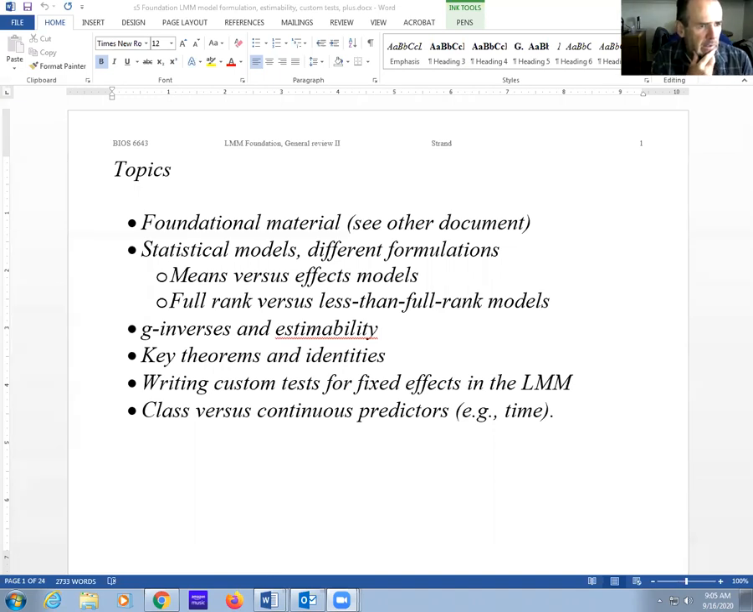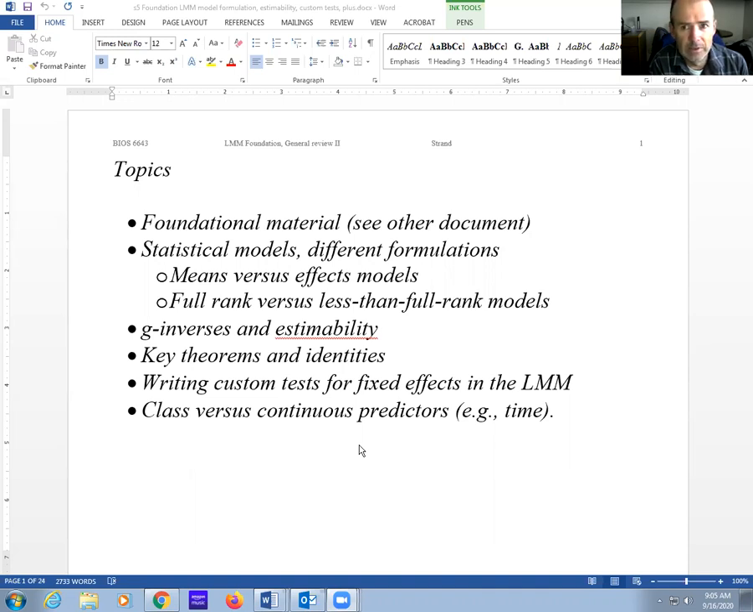So foundational material, see other document. Actually, I'm going to jump that. Maybe at the end, I'll see if we have time to do that. So we're going to talk about a bunch of stuff today that covers basically writing statistical models, and you guys have done that. So this is kind of a review, and we can see if we're on the same page as far as the way we write models. There's different ways to do it.